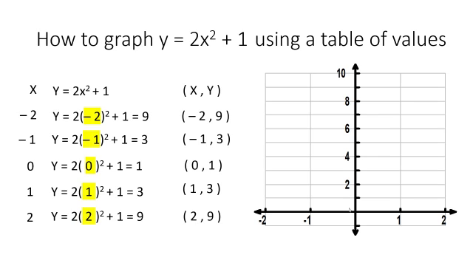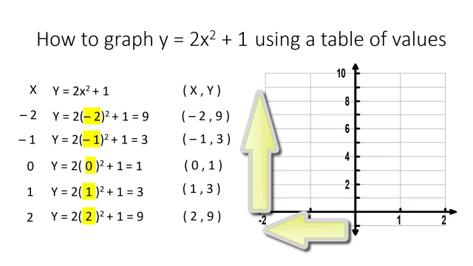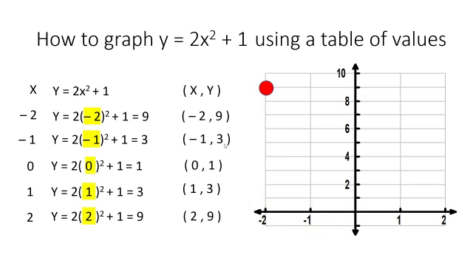Step 2 is to construct an xy grid and plot your 5 key critical points upon it. For the first point, we have -2 comma 9. We start at the origin, go 2 units left and 9 units up, and we plot the point. For the second point, -1 comma 3, we start at the origin, go left 1 and up 3. To plot the vertex, you start at the origin, go 1 unit up, and plot the point.